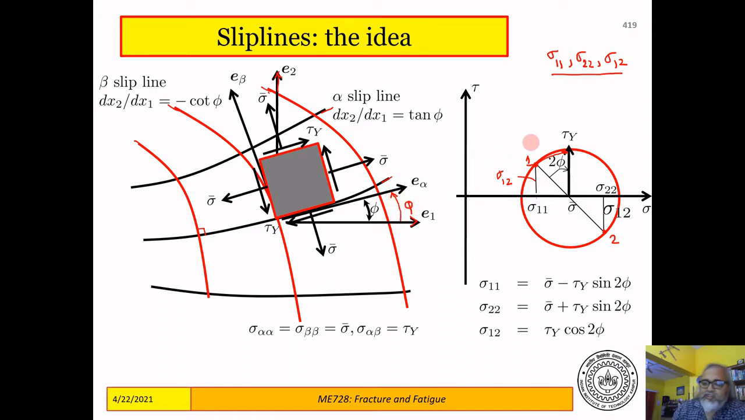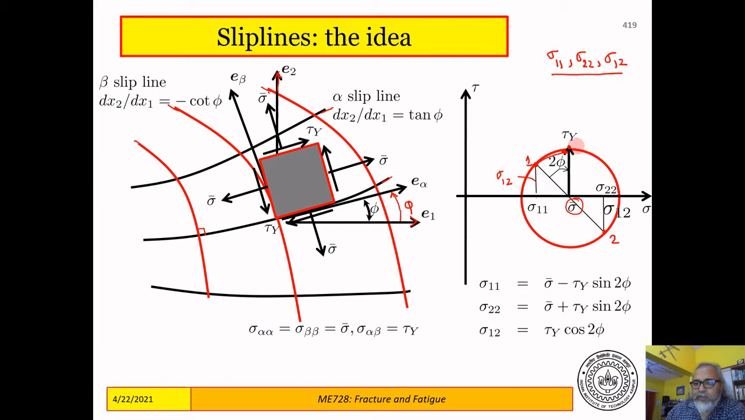Remember, Mohr circle is just a way of stress transformation in two dimensions. So when I turn this by 2 phi, I actually turn the physical axis by phi, and I reach this point where I have a state of stress which is characterized by the maximum shear stress and the mean stress.